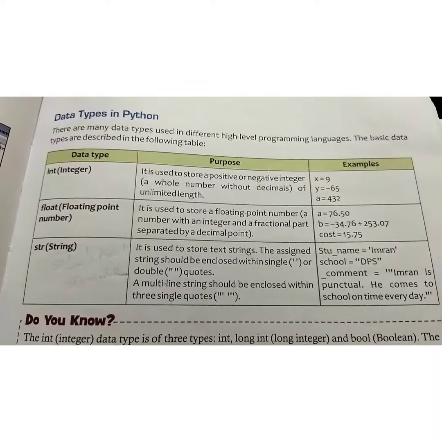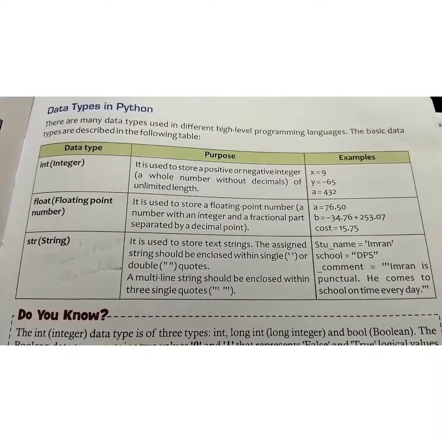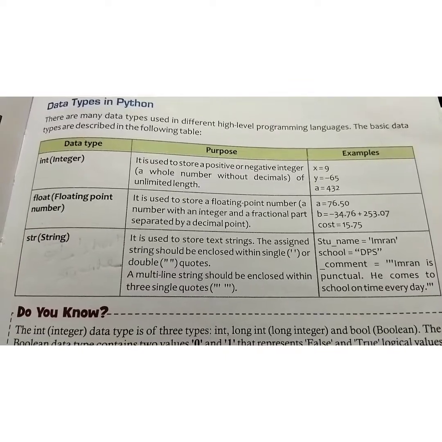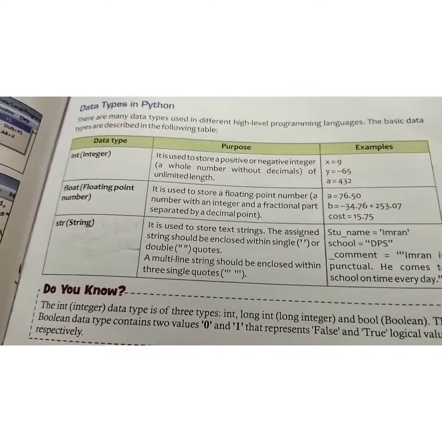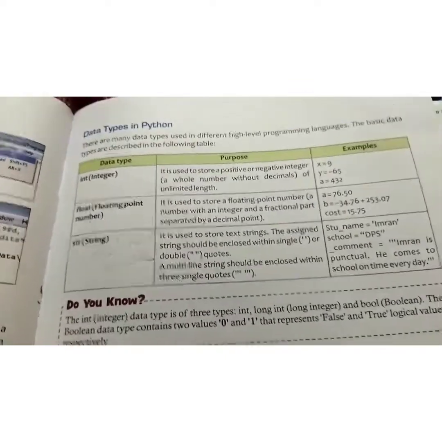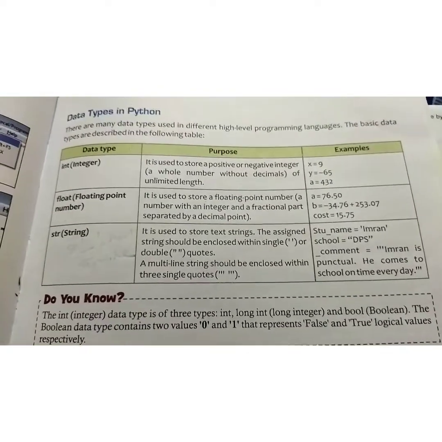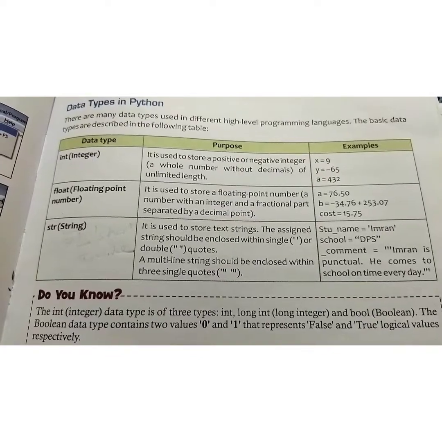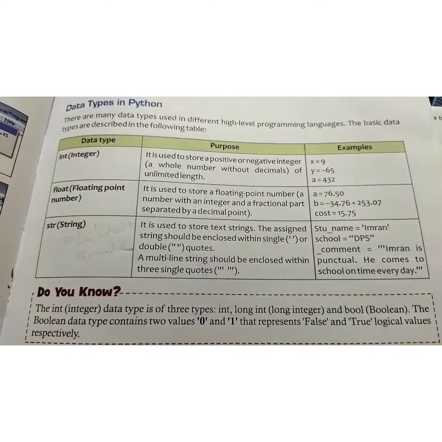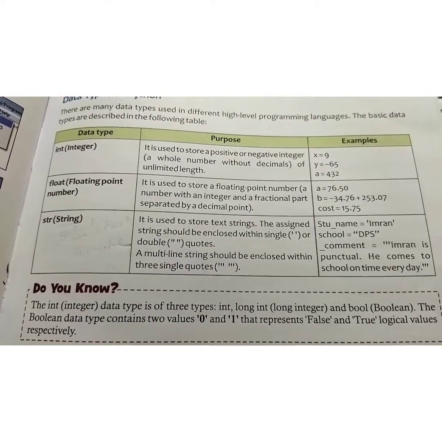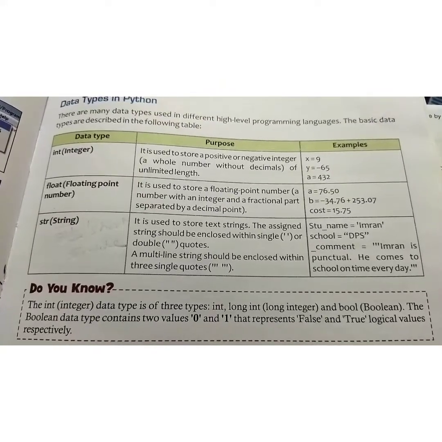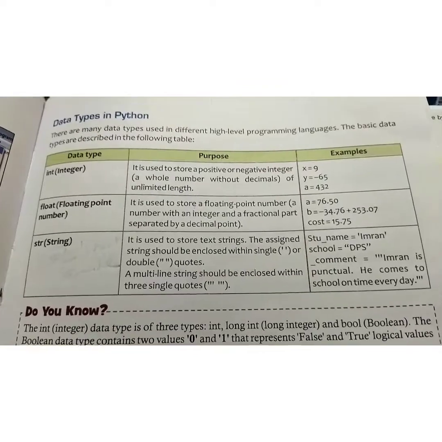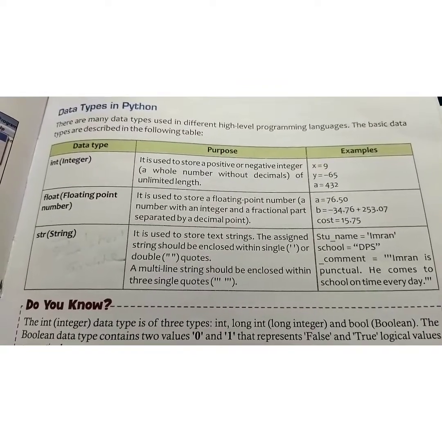Then the second data type name is float. It is a floating point number, and it is used to store a number with an integer and a fractional part separated by a decimal point. Examples are: student A equal 76.50, B equal minus 34.76, 253.07, cost equal 15.75. So these are examples of floating values.